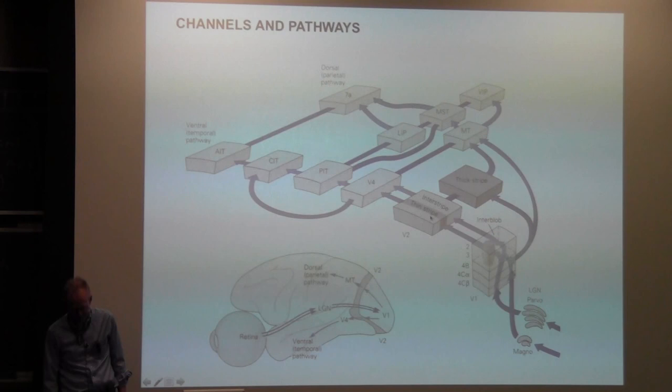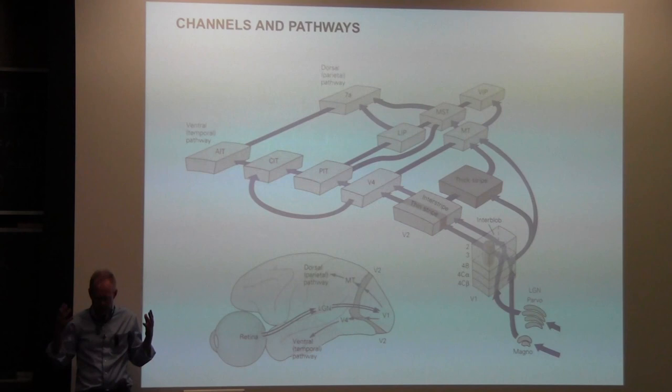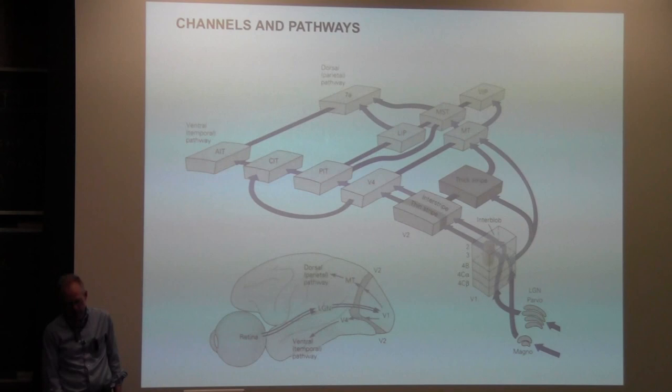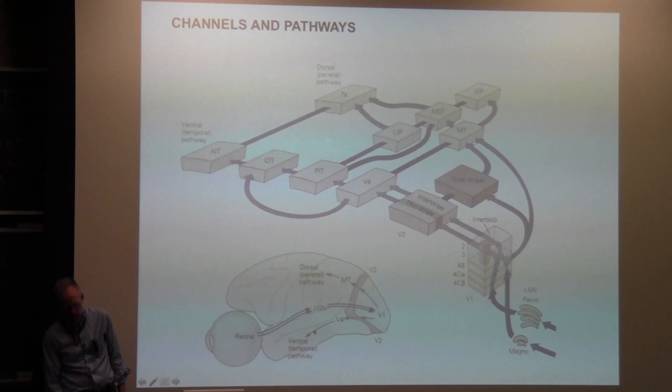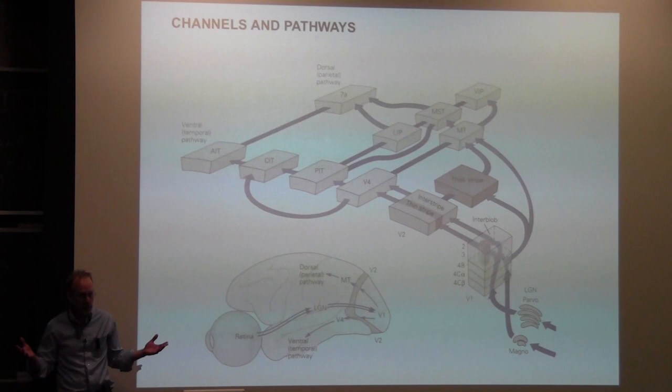So after that, V1 and V2 project to a diverse, densely interconnected hierarchy of visual processing areas that can largely be divided into a ventral pathway and a dorsal pathway. The ventral pathway is headed in this direction, down into the inferior parts of occipital and temporal cortex. It's also called the what pathway because it processes information about what is in the world, like what object you're looking at. It's responsible for fine form vision, color, texture, recognition of objects, appreciation of object structure.